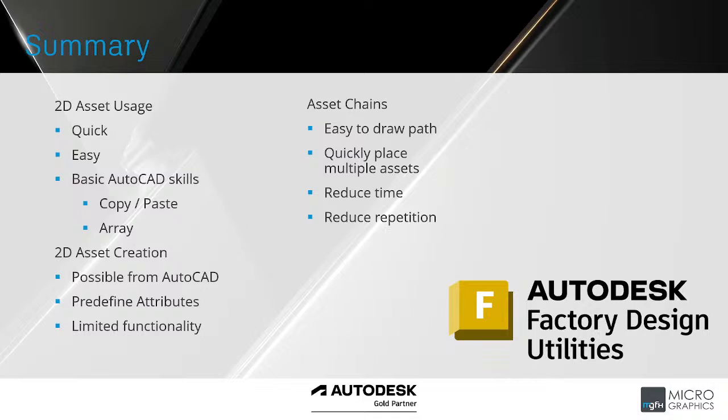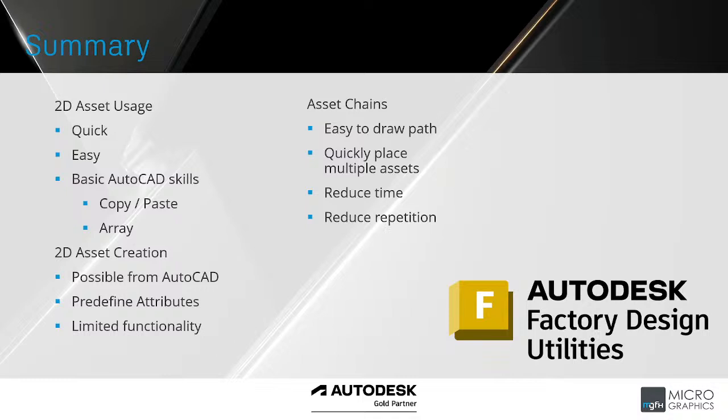And then lastly, asset chains. Very useful for assets that line up end to end, can turn corners, and are repeated multiple times in a layout. Conveyor belts, cable trays, cable covers, fencing, walls. All of those examples lend themselves well to being asset chains. They're easy to draw the path, quick to place down multiple assets. It reduces time and reduces the repetition.